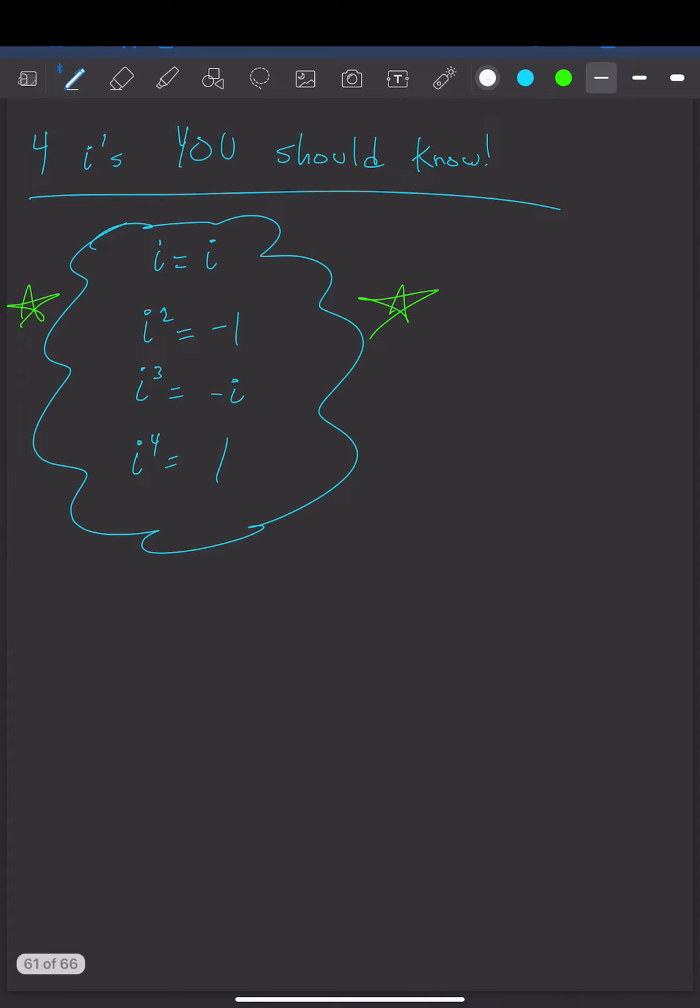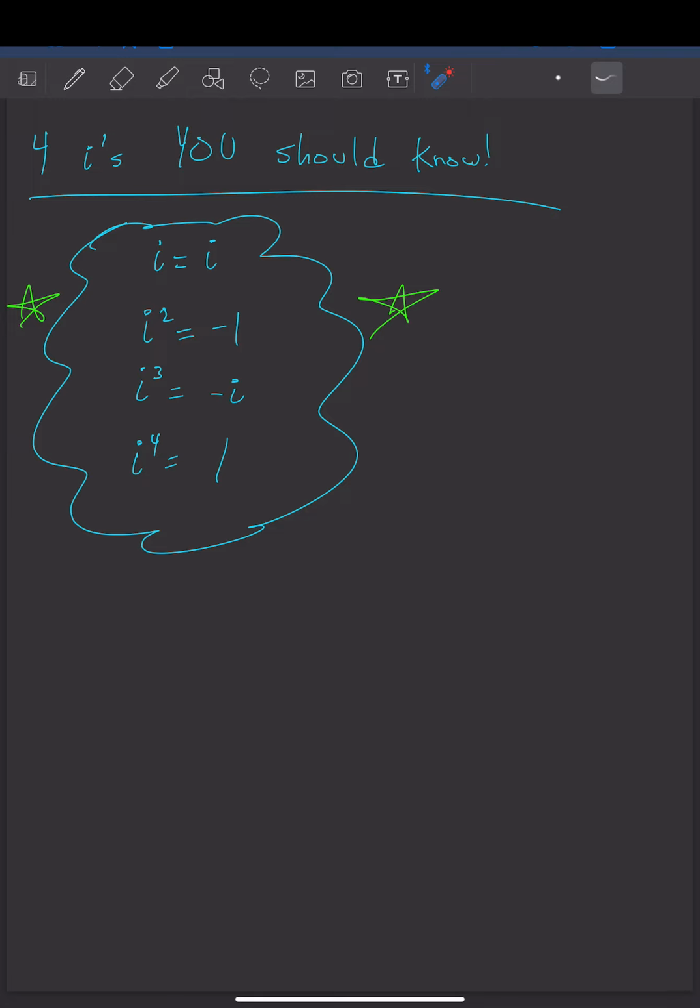Here are four i's that I want you guys to memorize, or at least know for future reference when dealing with complex numbers. When you have i, it's always equal to i. So let's say you have an i in your problem, it's always going to be i. But what if you have an i squared? You could convert that into a negative 1. Or vice versa.